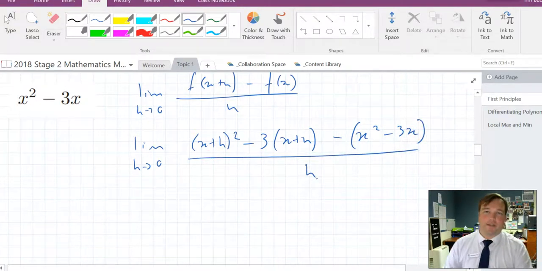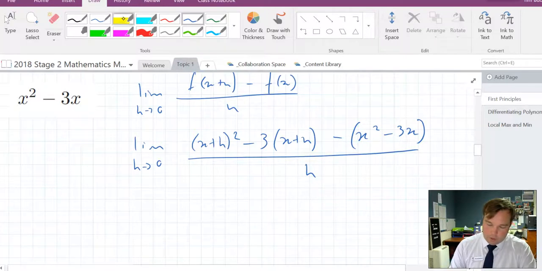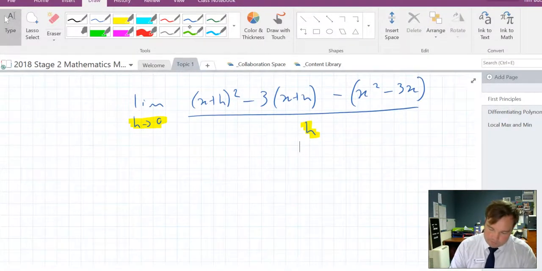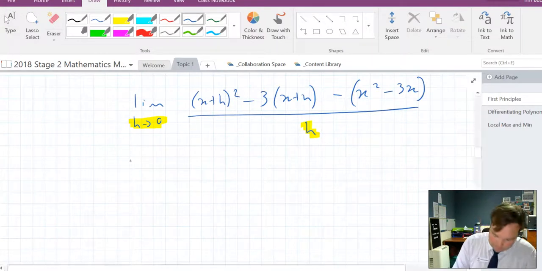Now the reason we can't evaluate this straight away is because to evaluate it directly, we would really love to just let h equal 0. We can't do that because h is on the bottom, and we can't divide by 0. So we can't just let h go straight away to 0. We need to get rid of that h on the bottom first. And to do that, we start doing some algebraic manipulation.